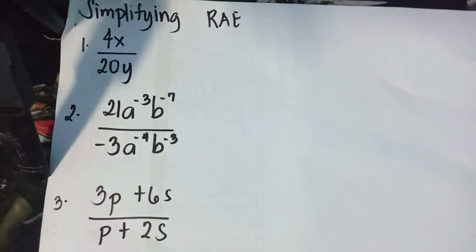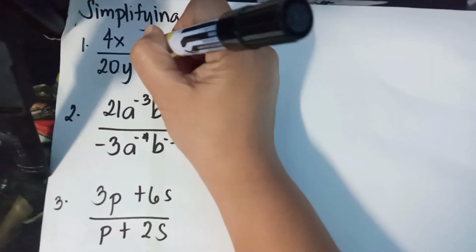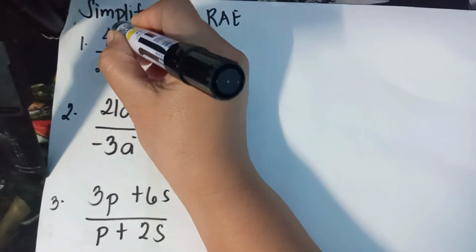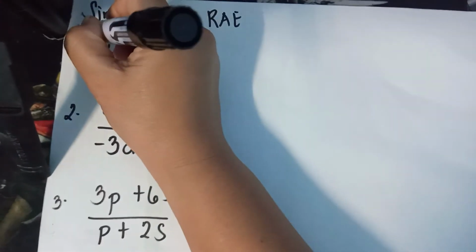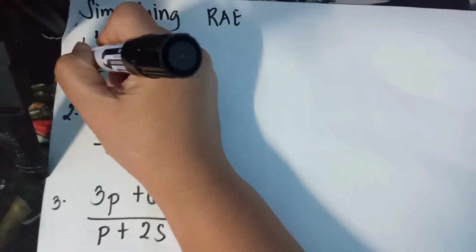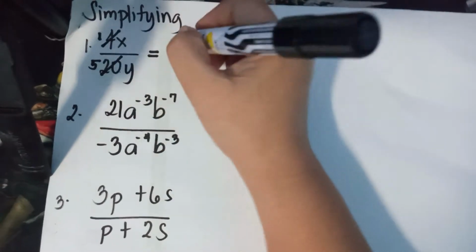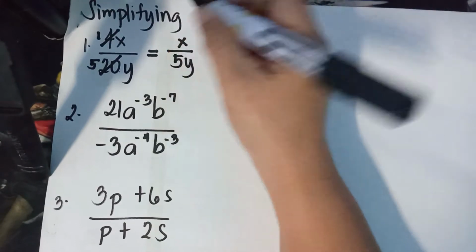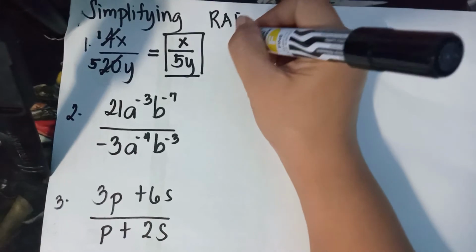We will now proceed with simplifying rational algebraic expressions. We have number 1, 4x divided by 20y. All you need to do is find a common factor between 4 and 20. 4 divided by 4 is 1. 20 divided by 4, that is 5. And just copy x and y. 1 times x, x over 5 times y, 5y. And our final answer is x over 5y using the cancellation process.